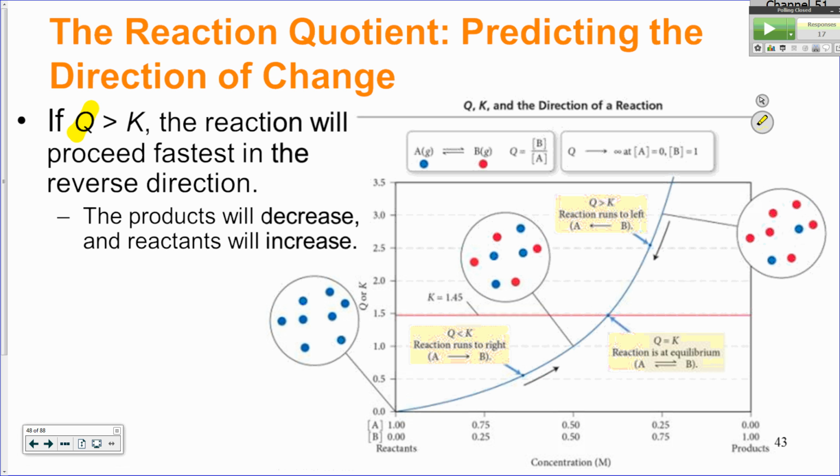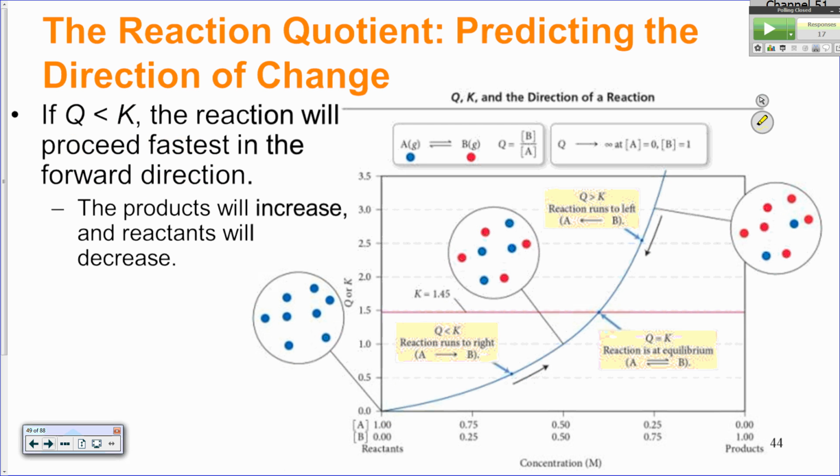Okay, so if Q that we've just calculated is greater than K, that means the reaction is going to proceed fastest in the reverse direction. So if Q is greater than K, the reaction is going to proceed towards the reactants as written. It's going to go backwards. Now the opposite is true. If Q is less than K, it's going to proceed fastest in the forward direction. It's going to increase the amount of products and decrease the amount of reactants, so it's going to go forward as written. So this is what we can use to figure out whether it's going to be pluses or minuses when we set up the ICE table. Is it going to go forwards or backwards?